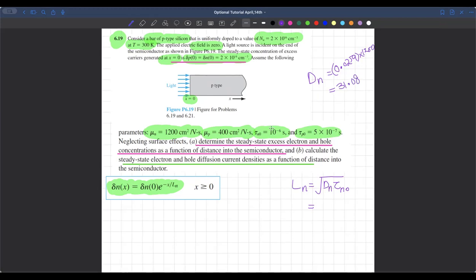31.08, and the units would be like this, volt per second, and tau is in seconds, and centimeters. Okay, just leave the units. We're going to talk about the units of Ln in the end. So this is going to be 31.08 times 10^-6, multiply by 1 × 10^-6 and then square root, the answer is 5.57 × 10^-3.